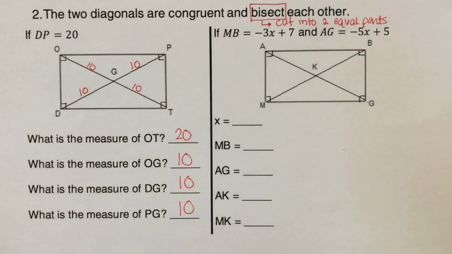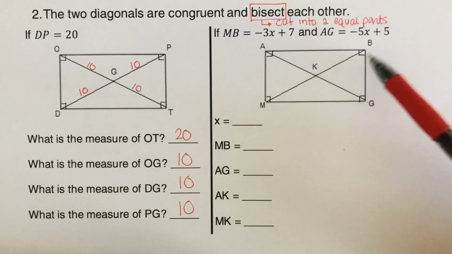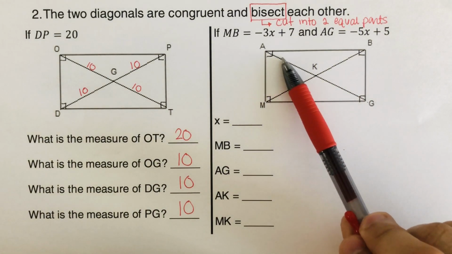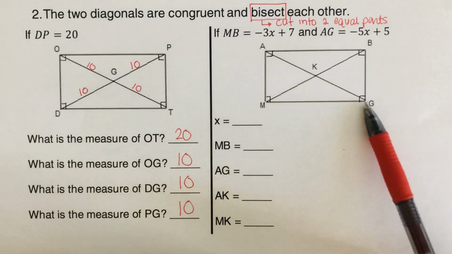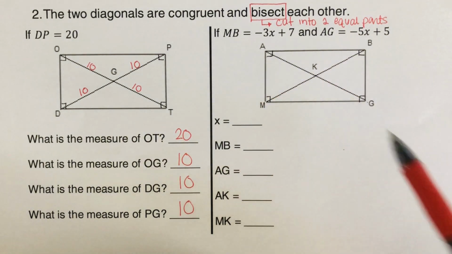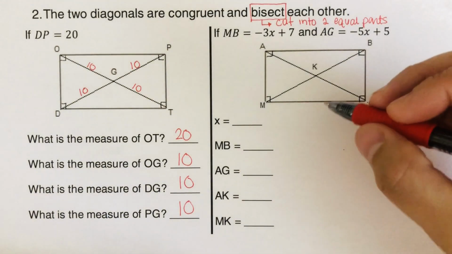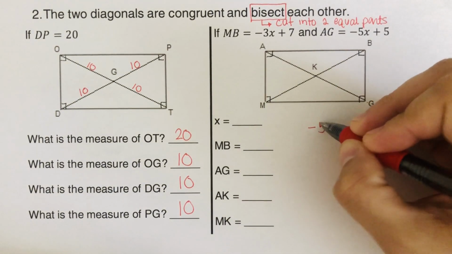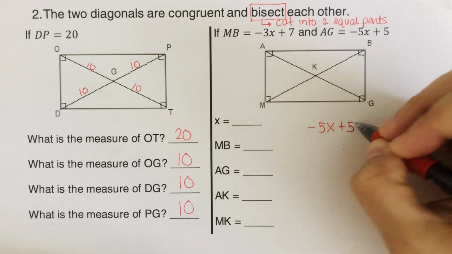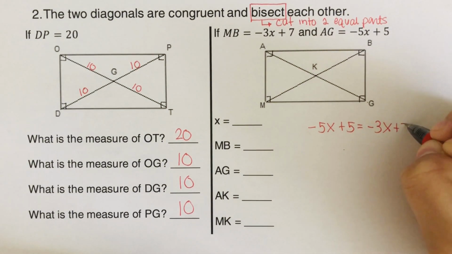Okay, so we pretty much do the same thing as this, but this time around, we're given expressions. So MB is negative 3x plus 7, and then the AG is negative 5x plus 5. These two diagonals, MB and AG, are congruent. That means they're equal to each other. So I can go ahead and set them equal to each other. So negative 5x plus 5 is equal to negative 3x plus 7.